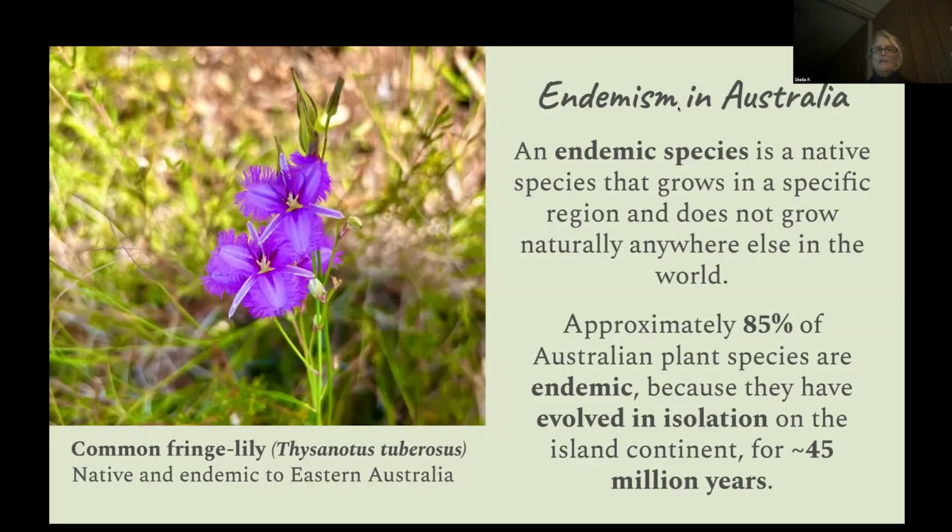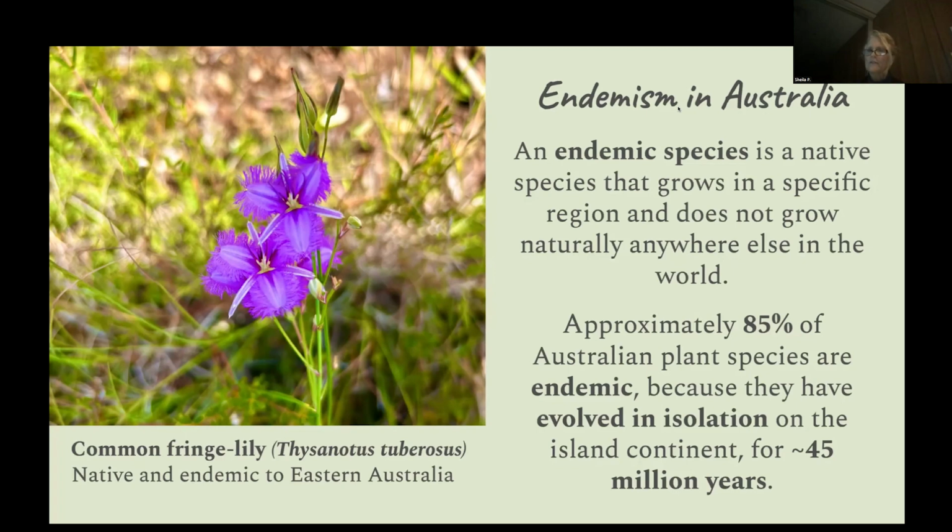So an endemic species is a native species that grows in a specific region and doesn't grow naturally anywhere else in the world. So an easy way to think about it in terms of Australia is to think about the fauna. So think about a koala. That's obviously native to Australia, and it obviously doesn't exist anywhere else in the wild. So plant species are the same.